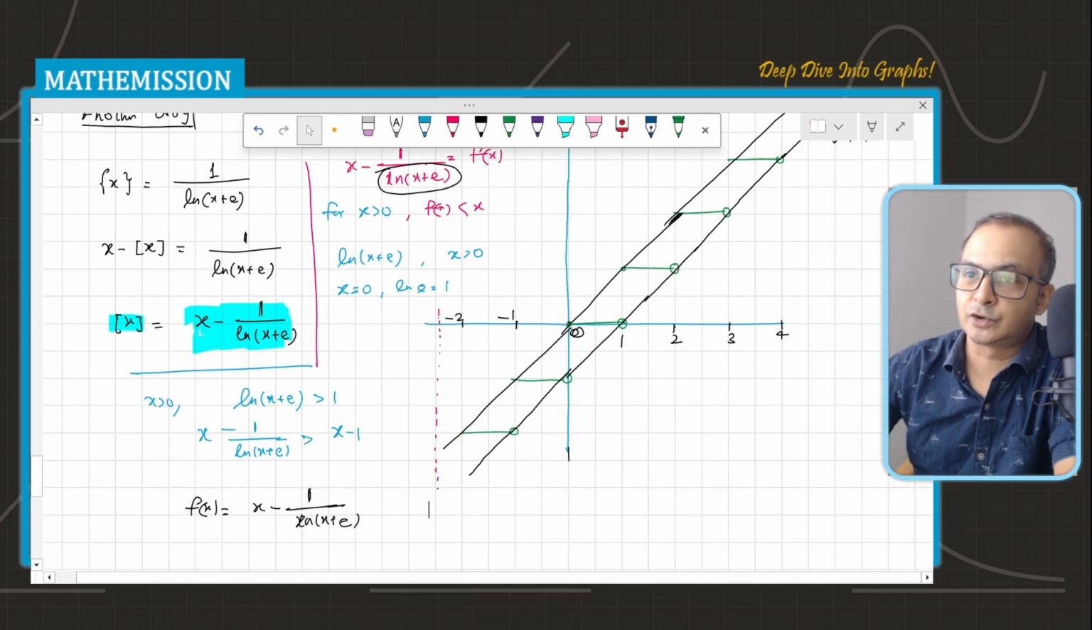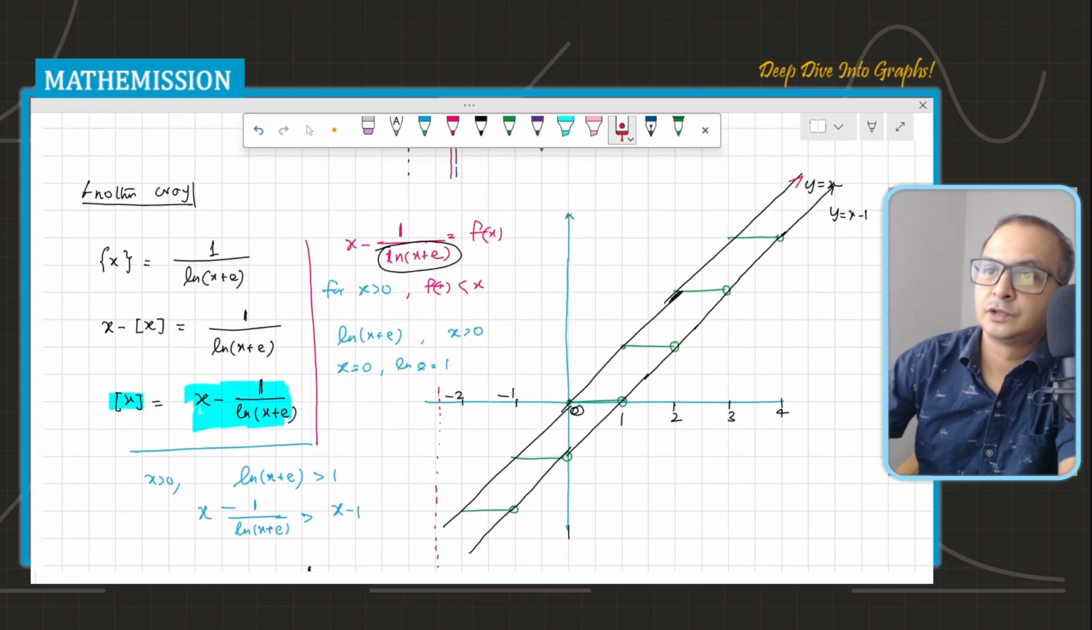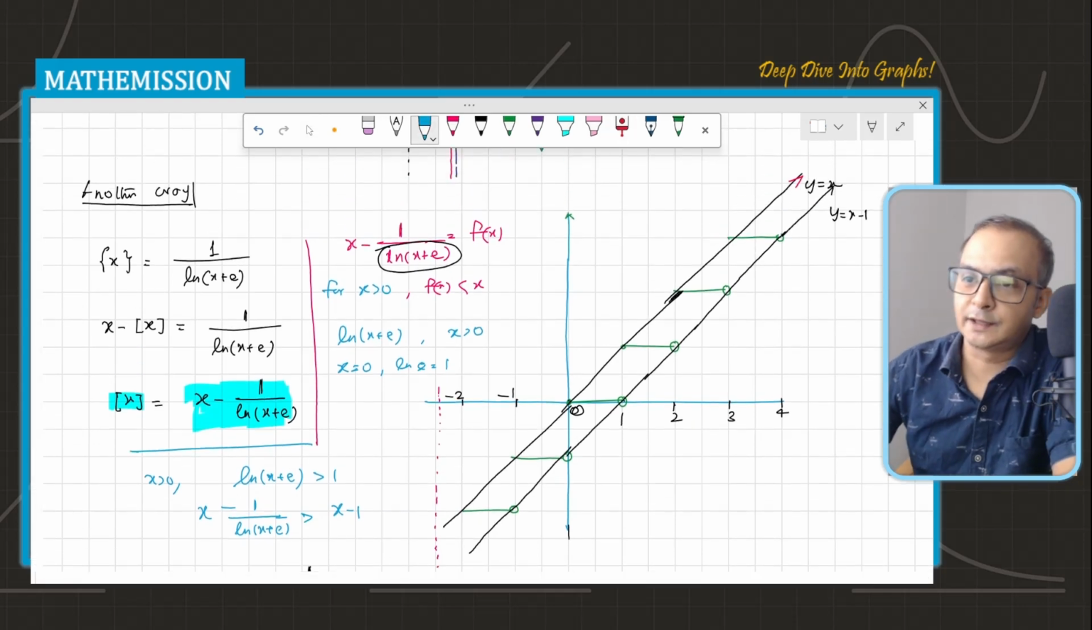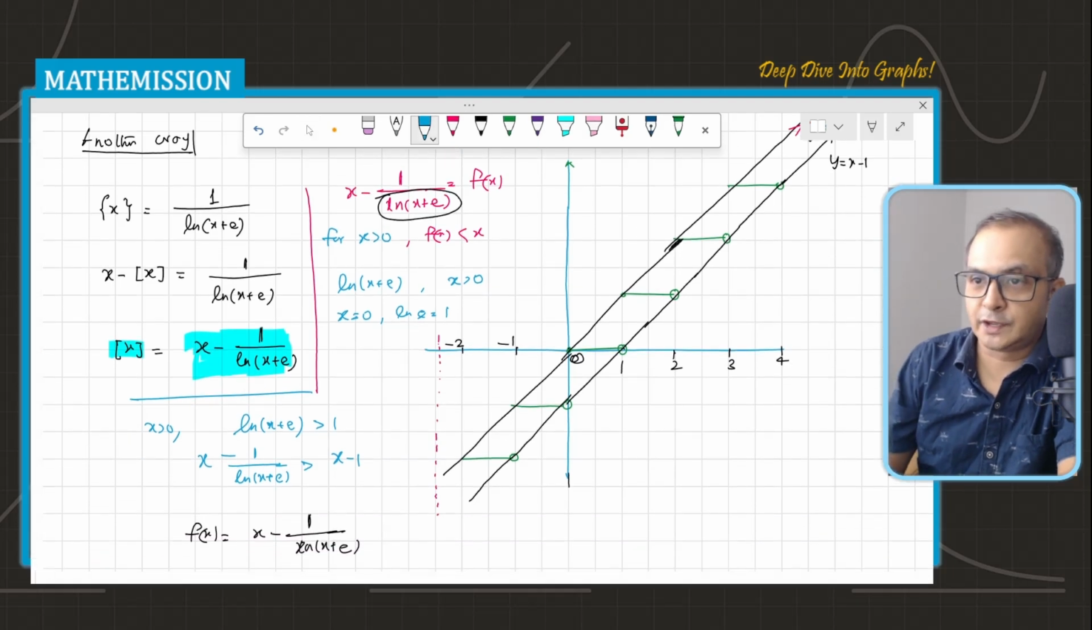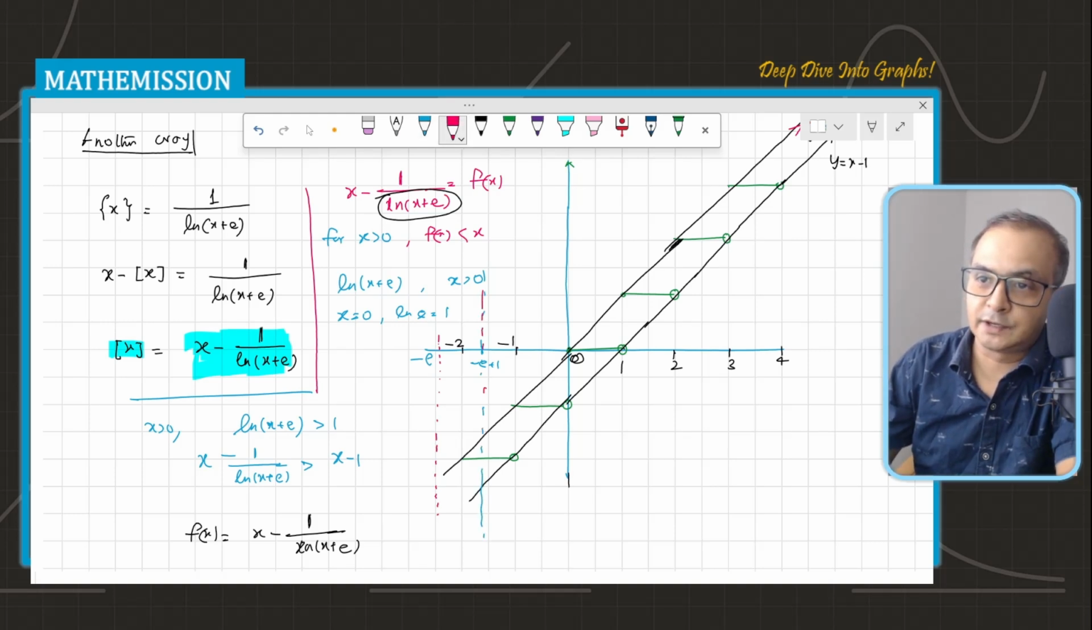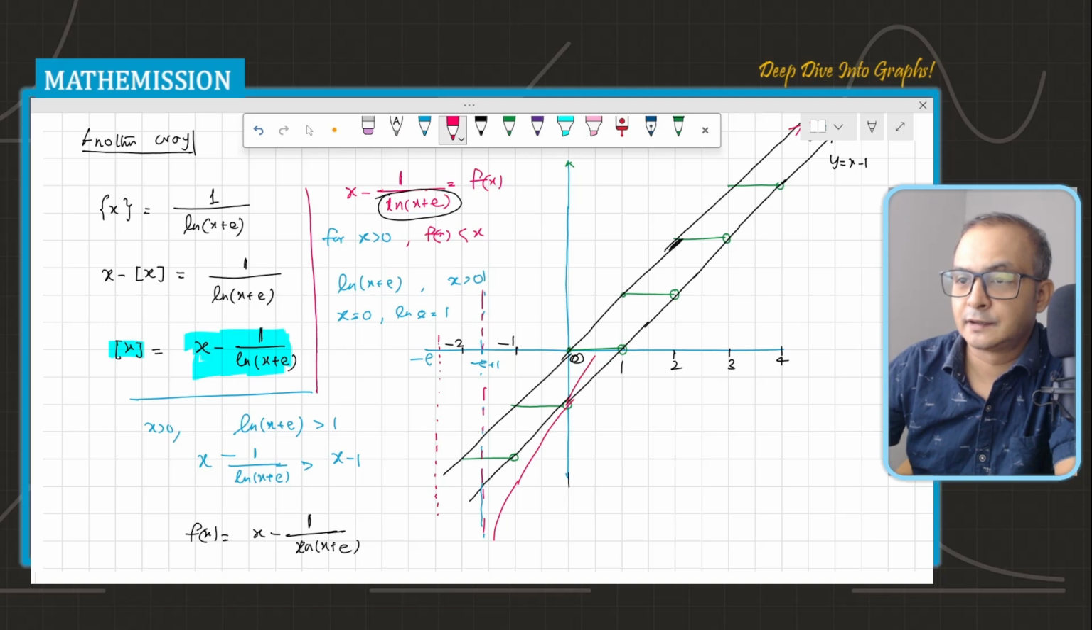So let us draw this graph in this way. Our graph must look like this, and the asymptote, this was already minus e, and if you add minus e plus 1, so this is the asymptote. From there I have to start the graph. So let me draw it like this, and from here it will start and it will go like this, and it will go on forever.